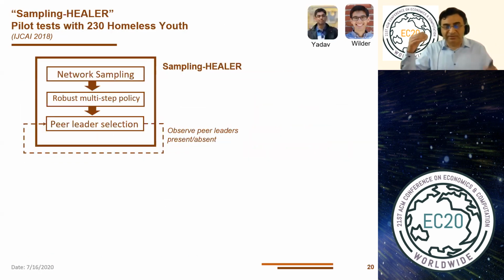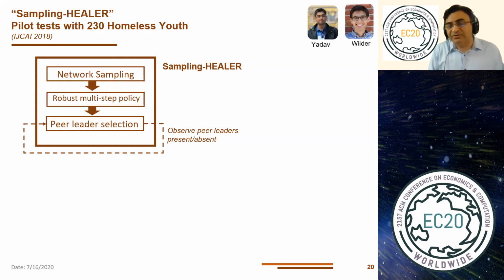Okay, so now we've got the 3 components in place, and we built a system called Sampling Healer, where we got network sampling, this robust multi-step policy, and we can start executing peer leader selection. Now, in building this system, we can prove results about individual components. An open challenge is really, how do you provide guarantees on the performance when you build this whole system and put all these different components together? And I hope we can get some people excited about solving this problem.